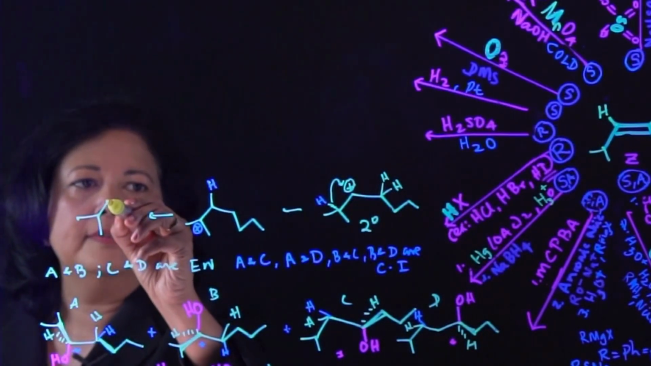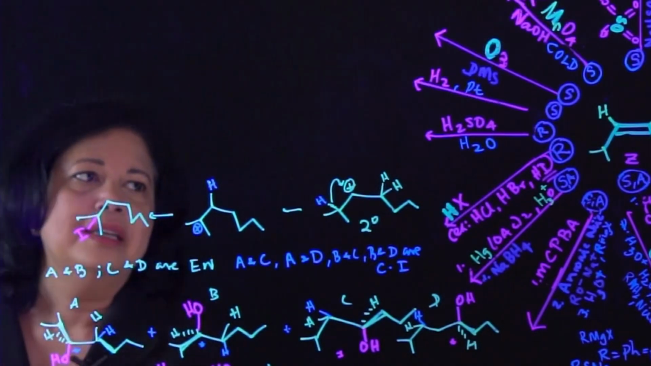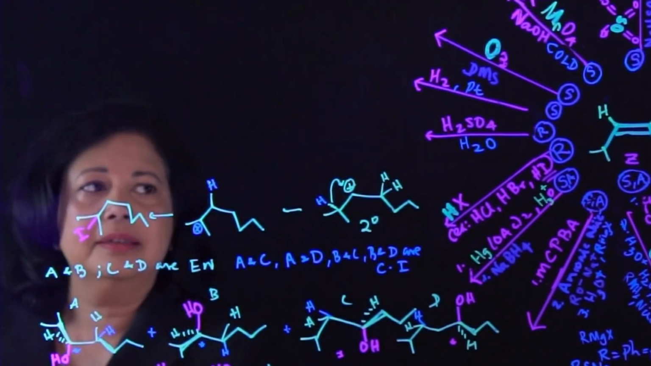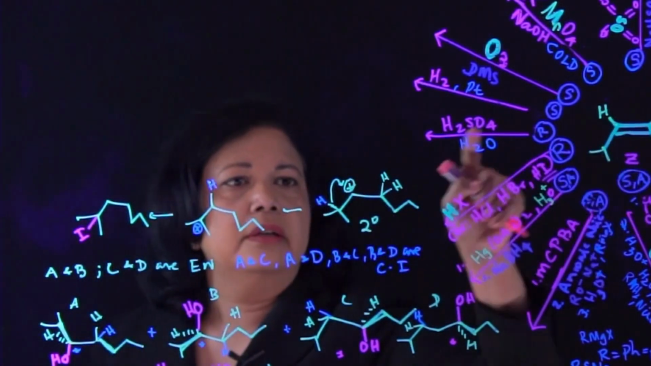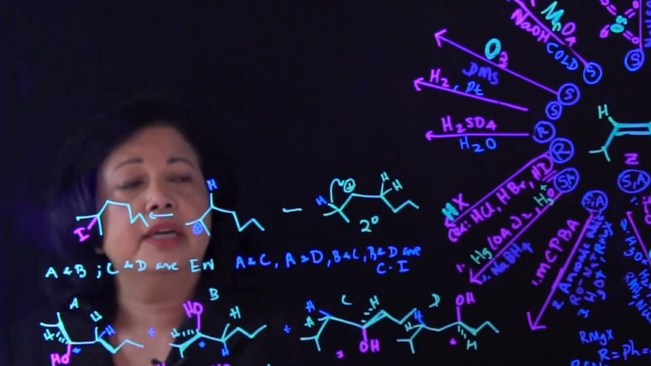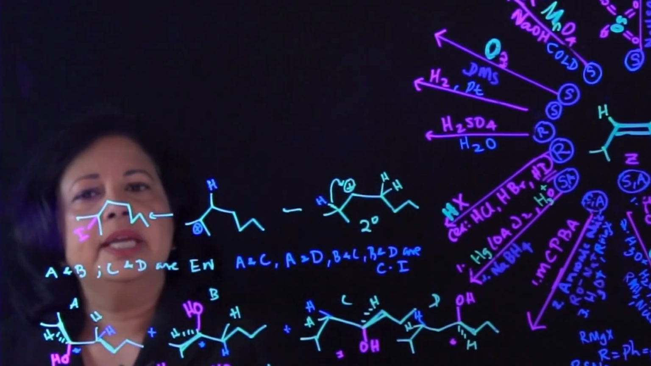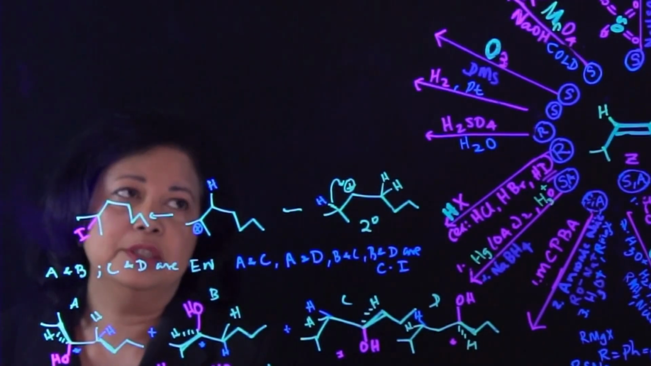And so you can have attack above or below, either way. So that's the main product. Yeah, there may be lots of other side products. For example, attack here, attack here from opening it up in the other direction, rearrangements, lots of possibilities. But when you get to a tertiary carbocation, you know that's the most stable, so that's the major product.